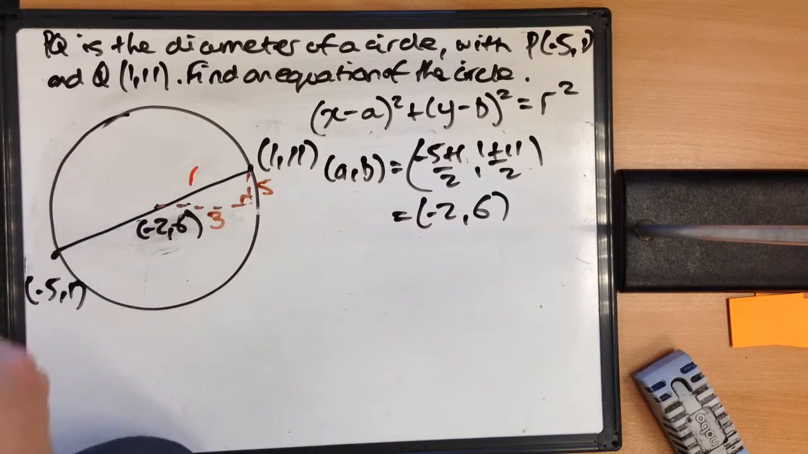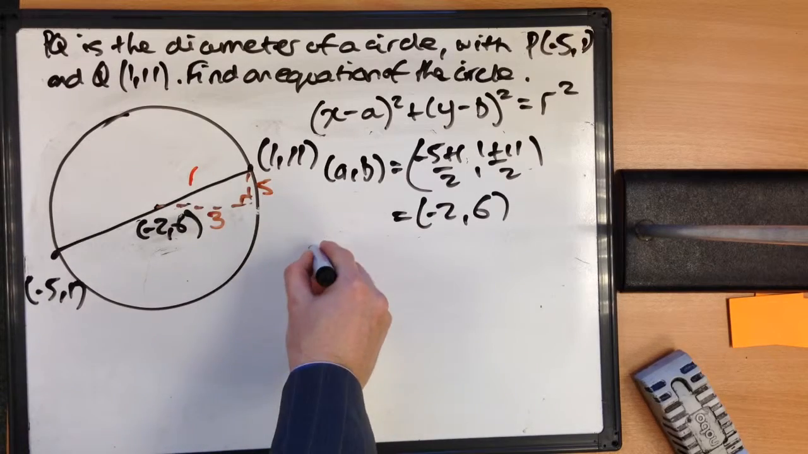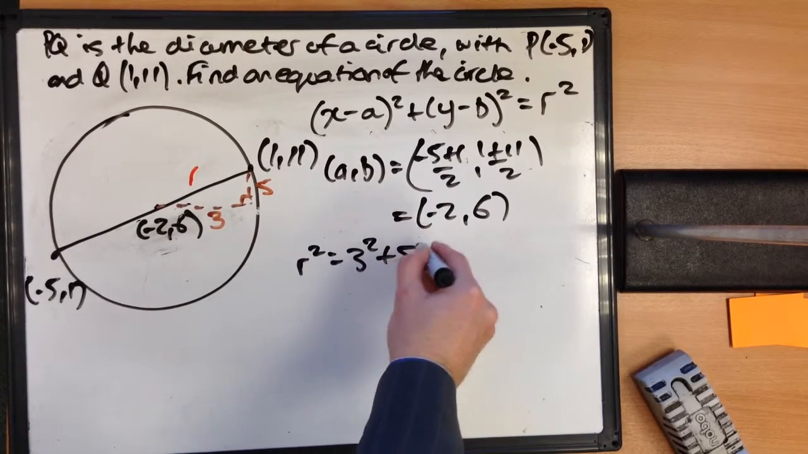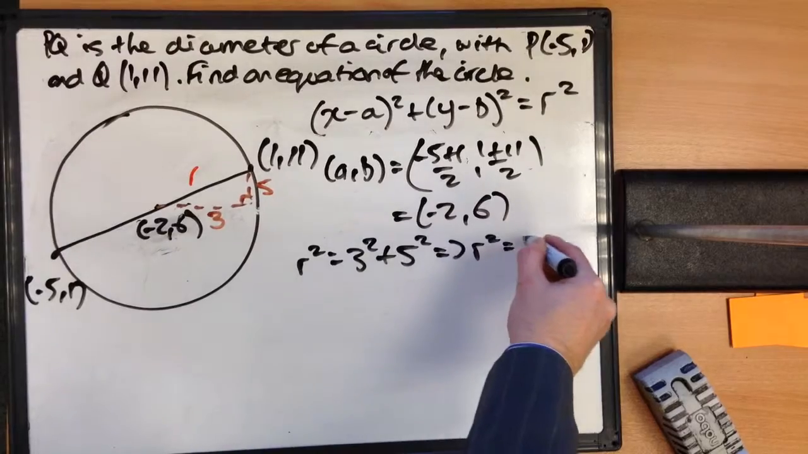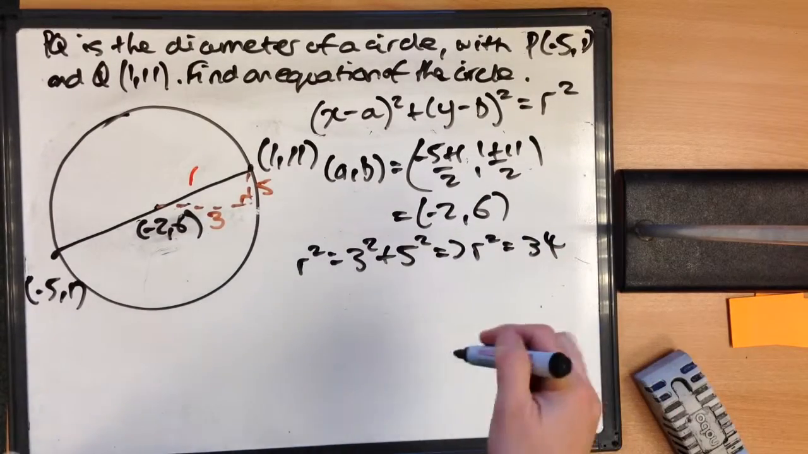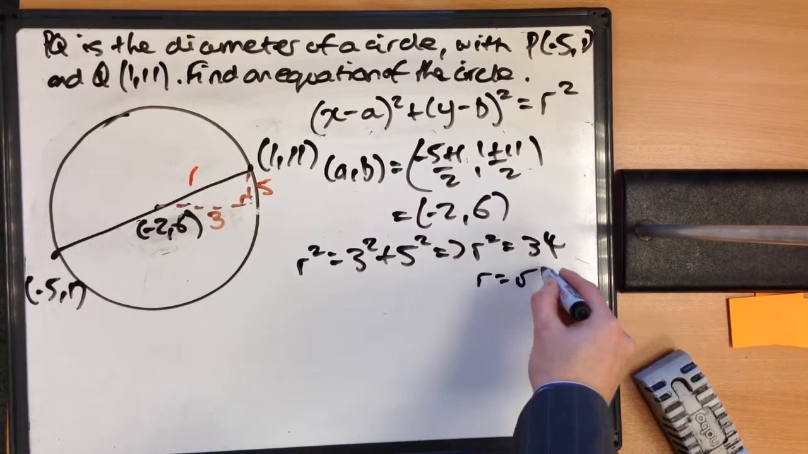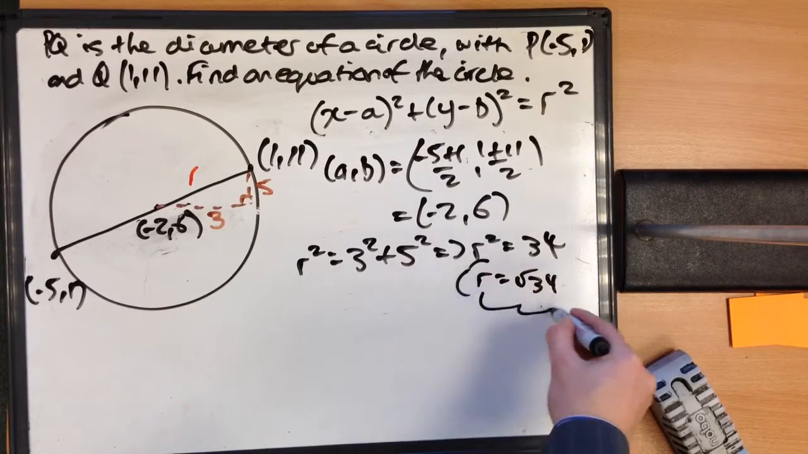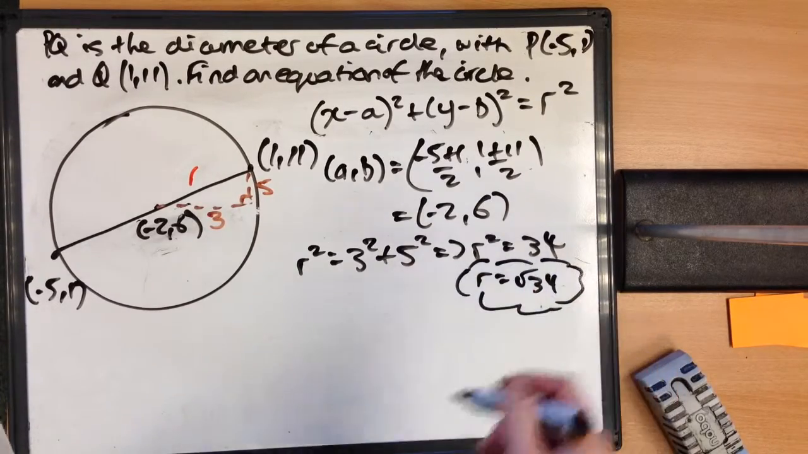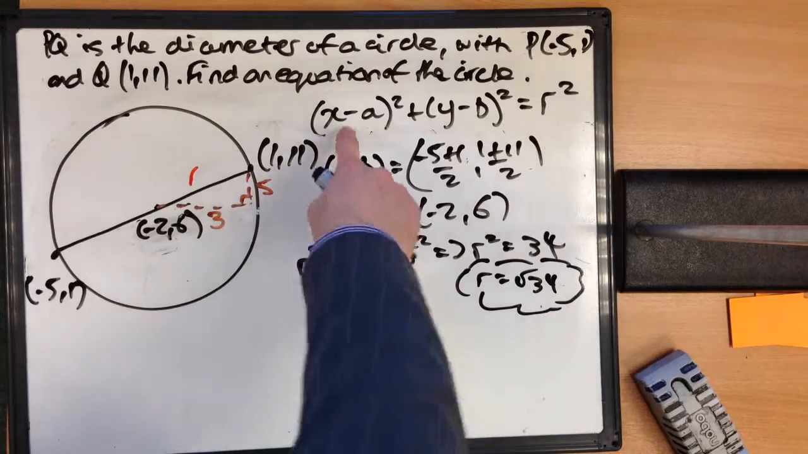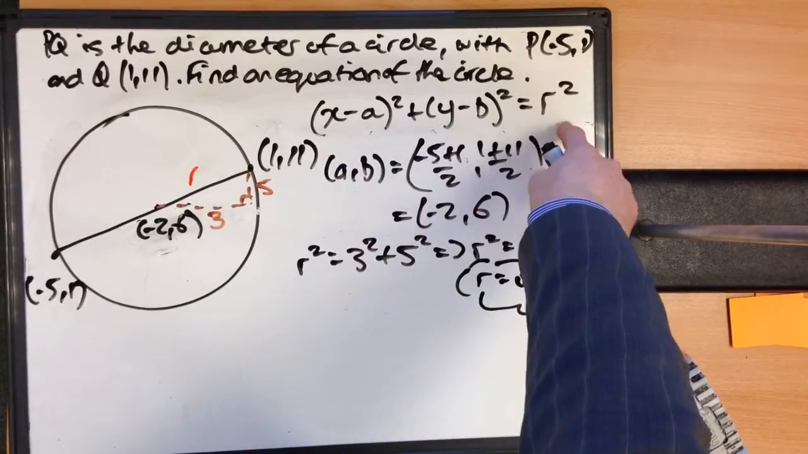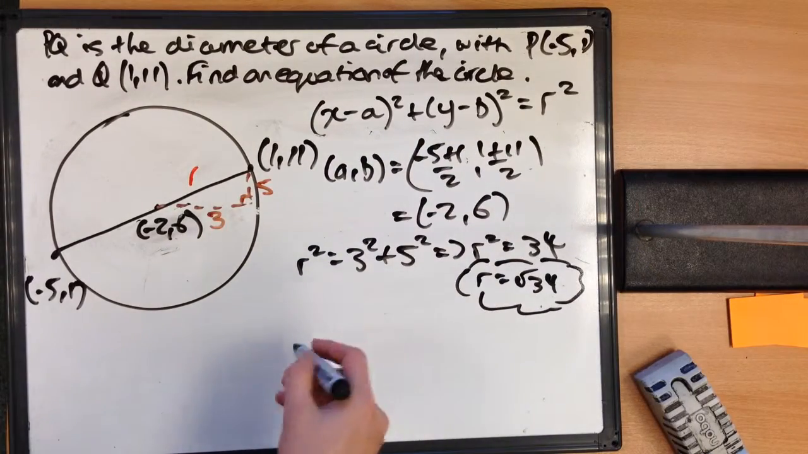And then using Pythagoras, we can say that r squared is equal to 3 squared plus 5 squared, which gives r squared is equal to 34. Now you could, at this point here, say that r is equal to the square root of 34, but that's not really necessary. I'll put that in a cloud and we'll deal with that in a second. Now we can go back to the general expression for a circle, swap in the values we found, and we've got the equation of the circle.